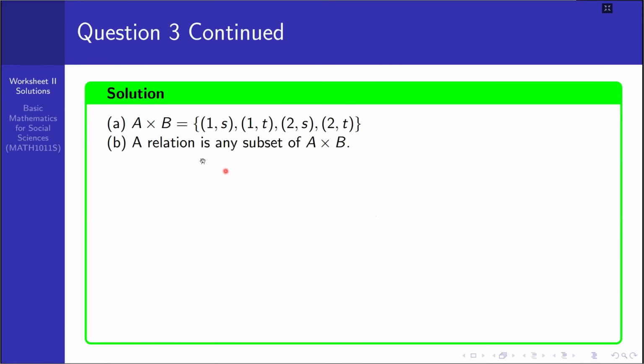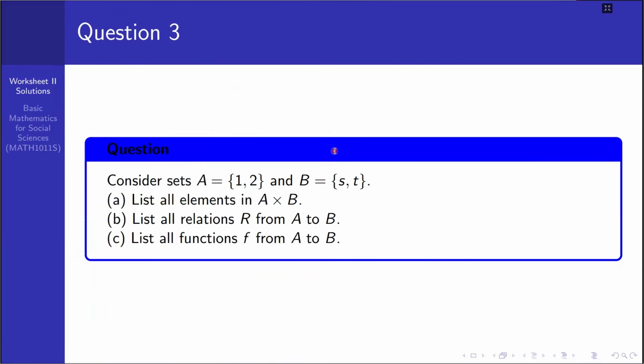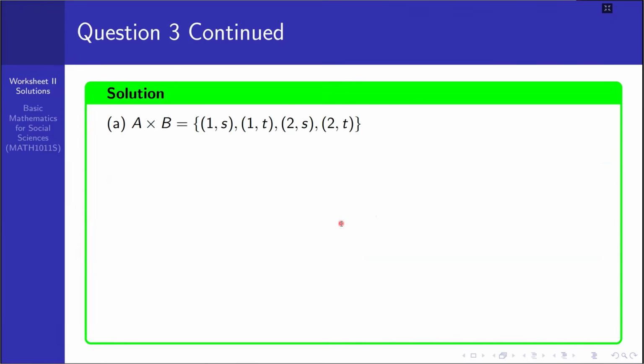Similarly, a relation is any subset of A cross B. That means the second question could be: we are asked just to list all relations from A to B. A relation is any subset of the cross product of these two sets, and the cross product is already given here. So any subset of it can be considered as a relation R from A into B.